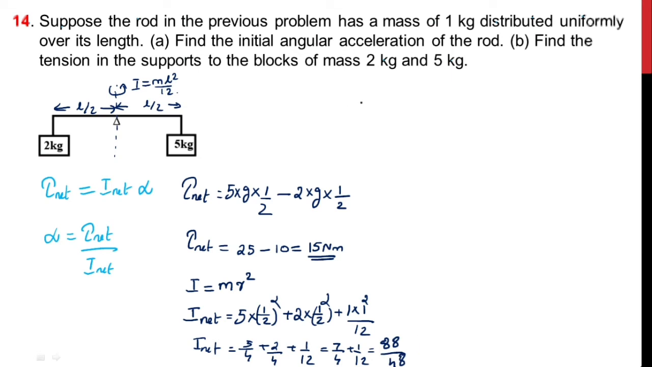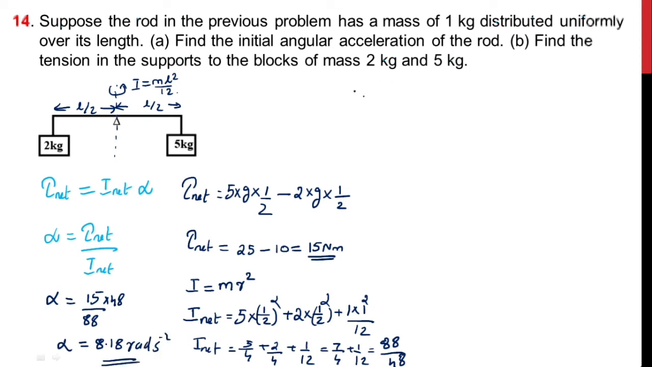So what is the answer? First one, angular acceleration alpha. Alpha is equal to tau net, which is 15 Newton meter, divided by 88 divided by 48, that is the net moment of inertia value. So it becomes into 48. If you calculate this value, you will be getting approximately alpha equal to 8.18 rad per second squared. So this is the first answer.